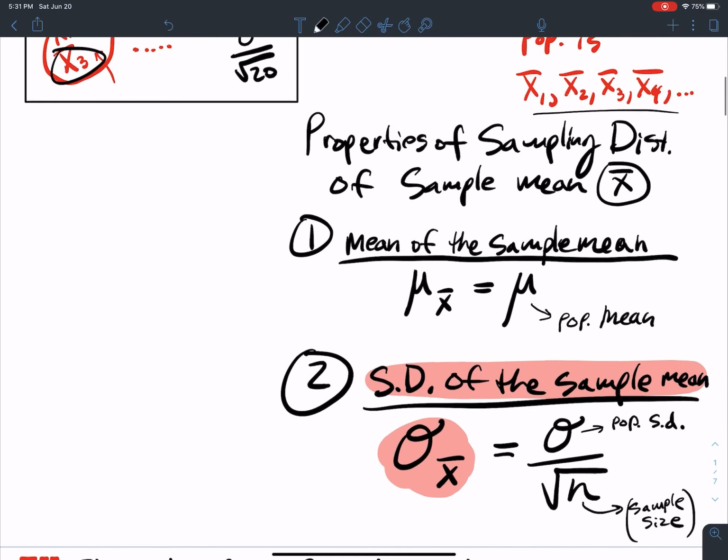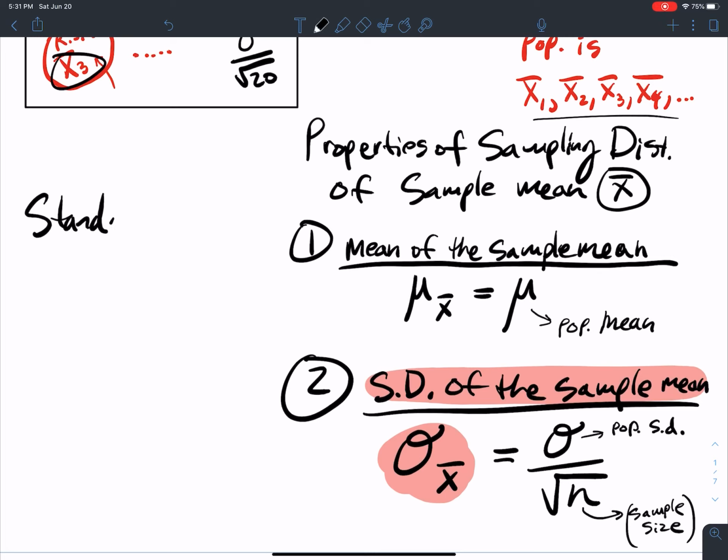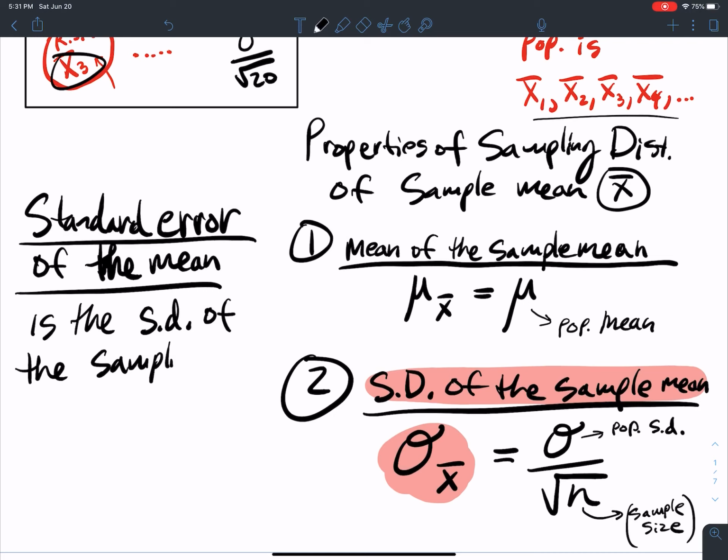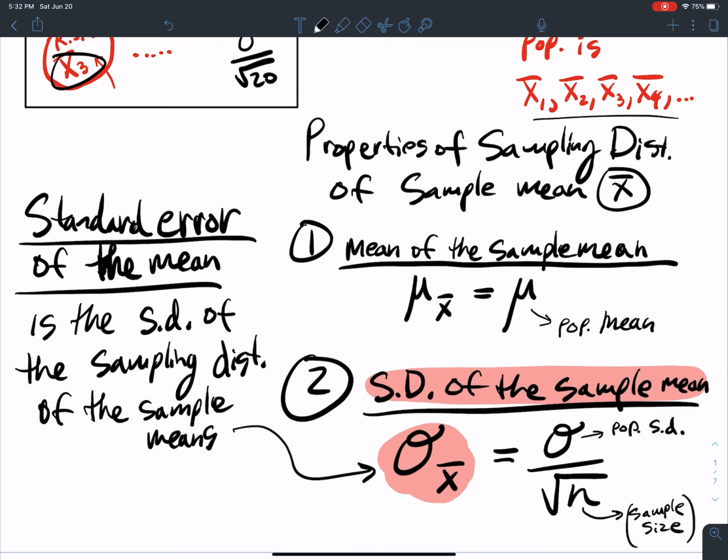All right, so standard error of the mean, another definition, this is the standard deviation of the sampling distribution of the sample means. All right, so it's just another way to say this right here. That's the standard error, okay? Error, I think, is standard deviation in terms of error, how far off from the true mean we are.